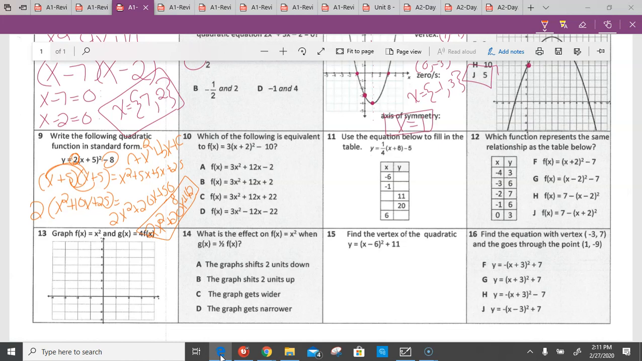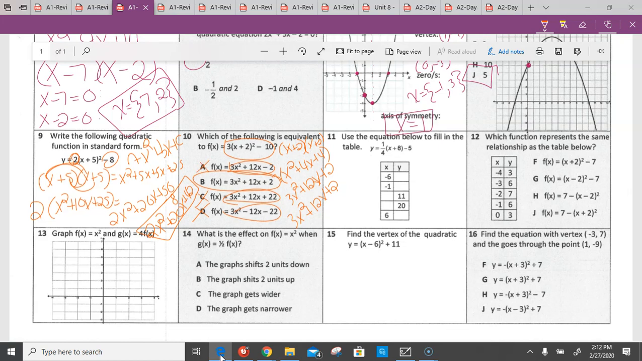Number 10, which of the following is equivalent to the equation 3 times x plus 2 squared minus 10? So if I take x plus 2 times x plus 2, I'm going to get x squared plus 2x plus 2x, which is 4x, plus 4. Multiply that times 3, I get 3x squared plus 12x plus 12. Then I subtract 10 from the end, 3x squared plus 12x plus 2. Choice B. You can also graph this piece, and then graph each one of these pieces until you get the one that matches. And the only one that'll match will be graph B.